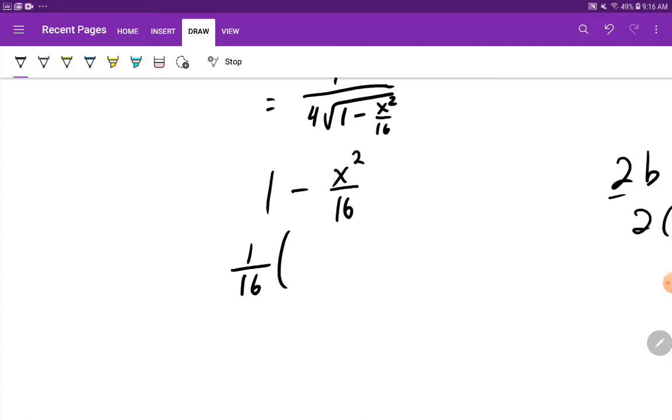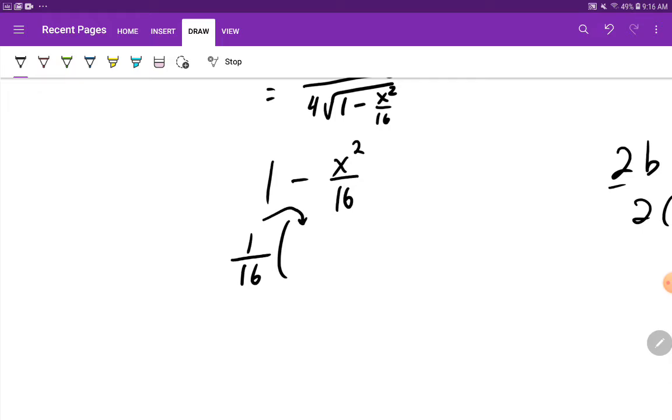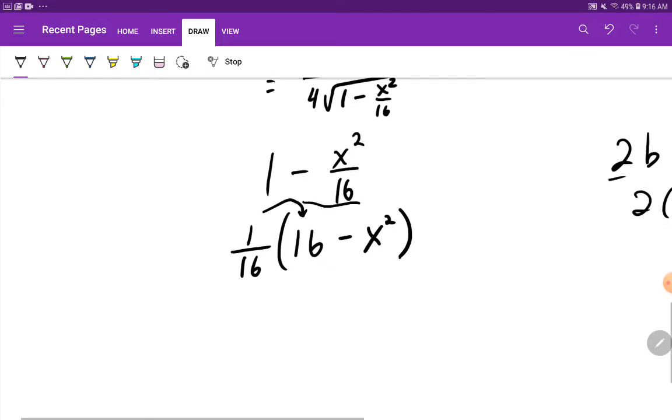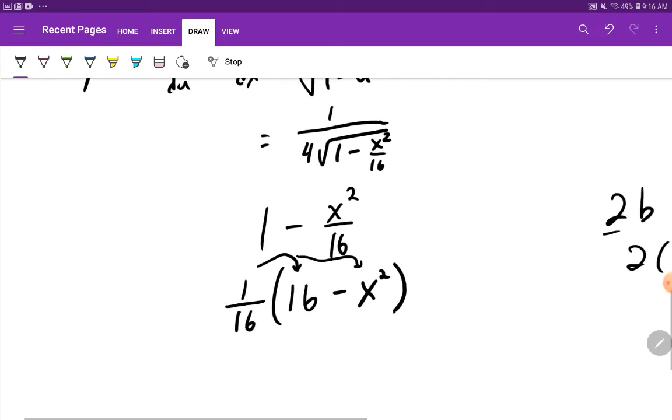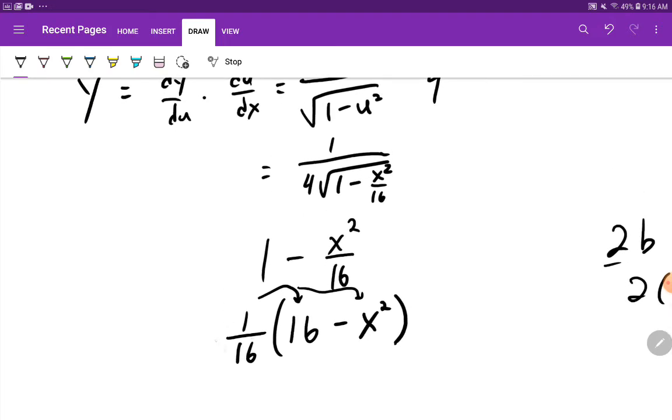So what does this become? That means I need something times 1/16 to get me 1. Well, the only number that works is 16. And then what am I going to be left with here? An x squared. So you see how I force factored out a 1/16? And if that's the case, that means that this is all still under the root.